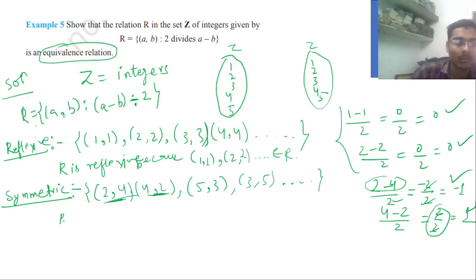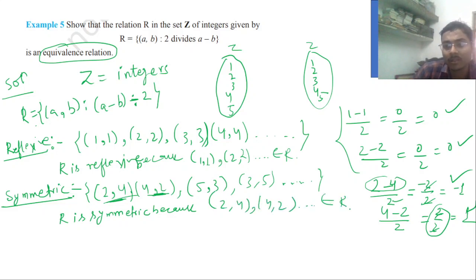So what we are going to write: R is symmetric because (2,4), (4,2), etc. belong to the relation. These are present in the relation set. That's why the relation is symmetric. Now we'll have to prove the transitive part of this.